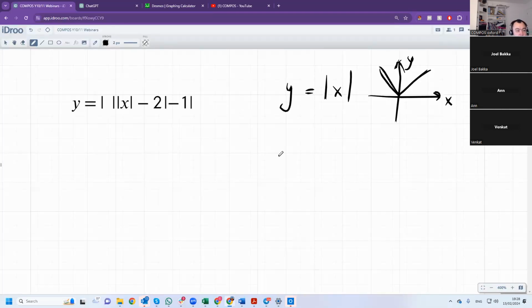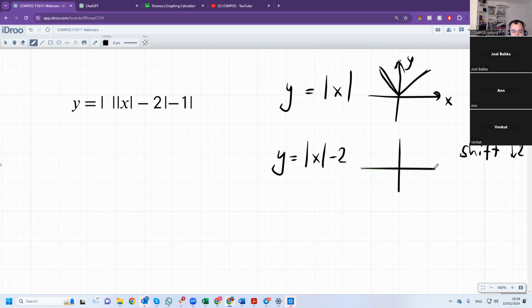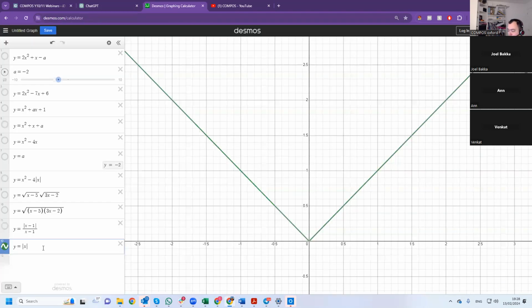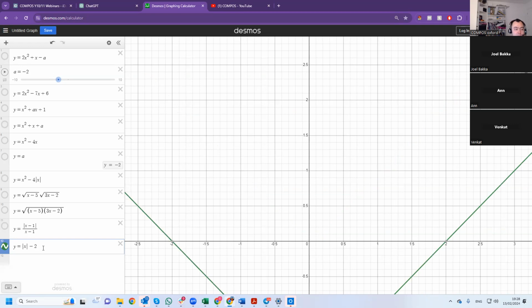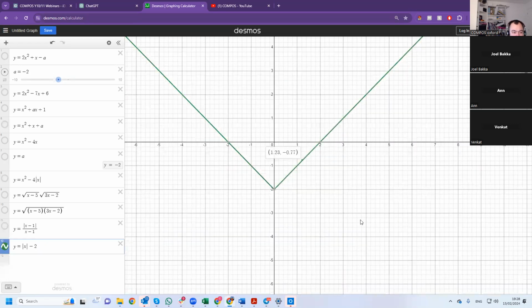Now then you do y equals modulus x minus 2. That is a vertical shift, a shift down by 2. So the graph becomes like this. And if you draw it, minus 2. It's a vertical shift, okay?